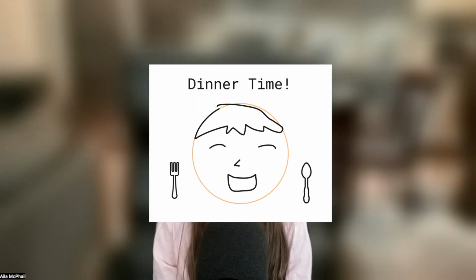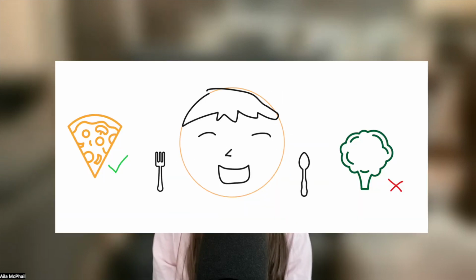Let's say Billy is going to eat dinner. He likes pizza but does not like broccoli. We need to update the state of the widget Billy to reflect his feelings about these two different foods. We need to have a stateful widget in order to do this.